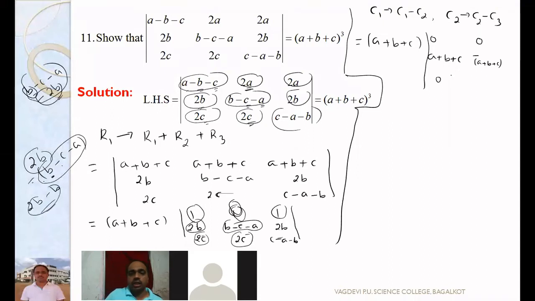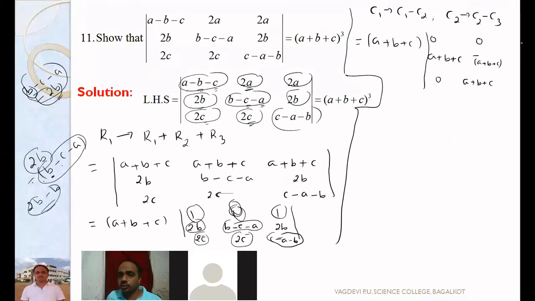Correct? And the last one will be 2C minus of this. 2C minus of C minus A minus B. Again, do it in the margin, some rough work. 2C minus into bracket C minus A minus B. What is minus into minus? It becomes plus. So we get A plus B plus C here also.